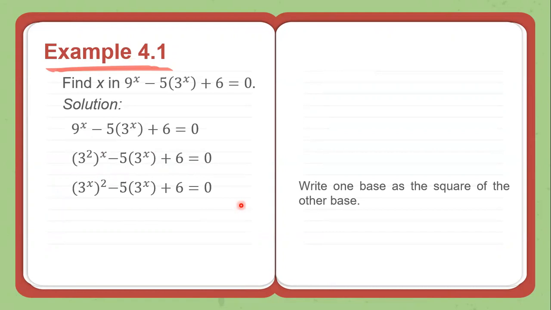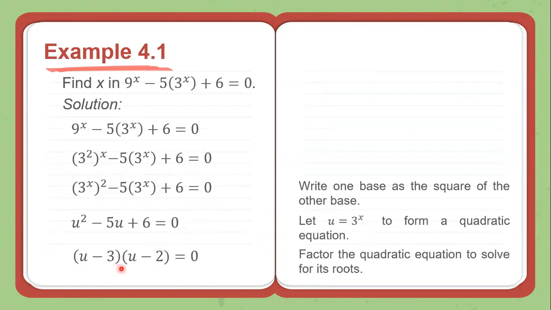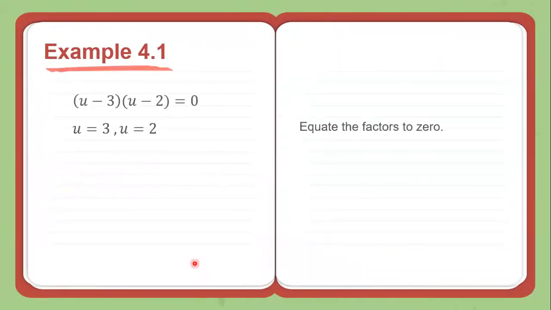However, it looks complicated. But if we let u be equal to 3 raised to x, we can form a quadratic trinomial: u squared minus 5u plus 6 is equal to 0. Factoring this will lead to u minus 3 times u minus 2. Basically, u is equal to 3 and 2. Recall that earlier we let u be equal to 3 raised to x. That's why 3 raised to x is also equal to 3 and 2.